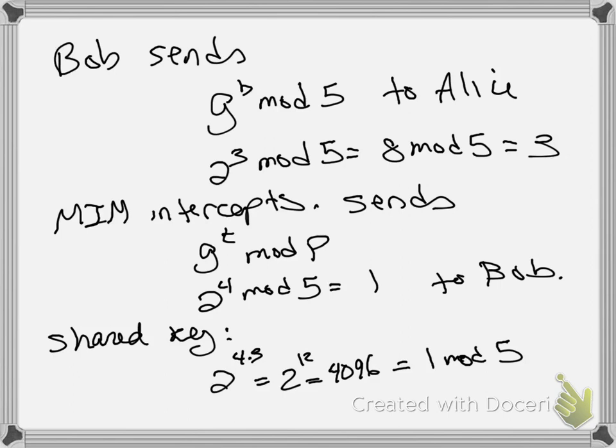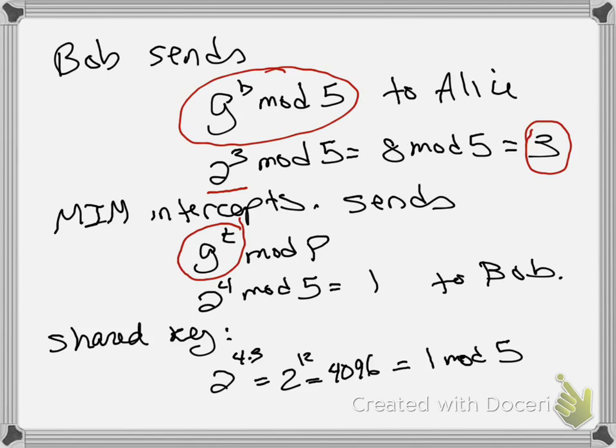Meanwhile, Bob sends g to the b mod p to Alice. In this case, it's 2 cubed. Mod 5 is 8, which is 3. So that's what Bob sends to Alice. But now the man in the middle intercepts and calculates g to the t mod p. And that calculation gives us 1, and that's sent to Bob.